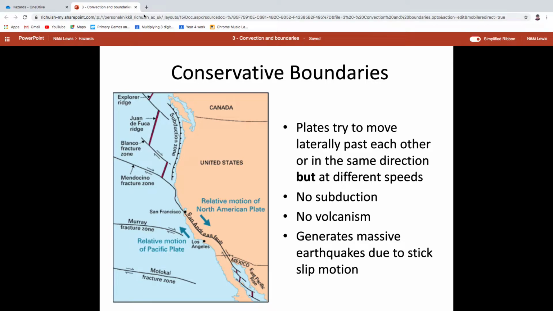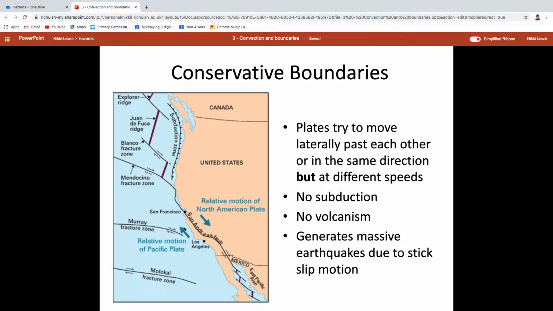So, look at the first bullet point. Plates try to move laterally, that's kind of sideways, past each other, either in the same direction at different speeds or in different directions. Now let me make sense of that for you. If you had these two plates, ignore the word relative for a moment, I'm going to pick up on that. Let's just look at these arrows.